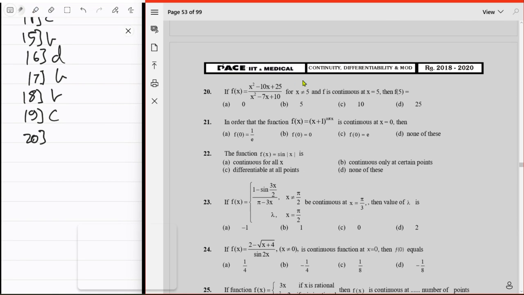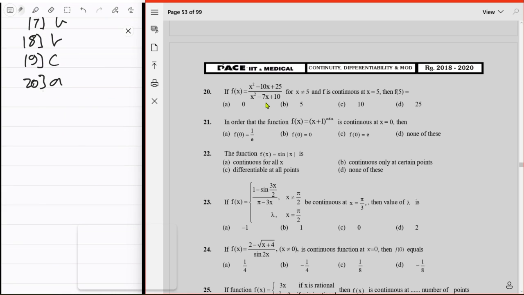20 is, if f is this thing and f is continuous at x equal to 5, then f of 5 is. So it's like x minus 5 squared upon, what is this, x squared minus 7x plus 10, x minus 5 times x minus 2. Yeah, it cancels, whatever. This is f, okay, x is not equal to 5. Okay, and f is continuous at x equal to 5. At x equal to 5, it's going to approach 0, right? So f of 5 should be 0. Next question.